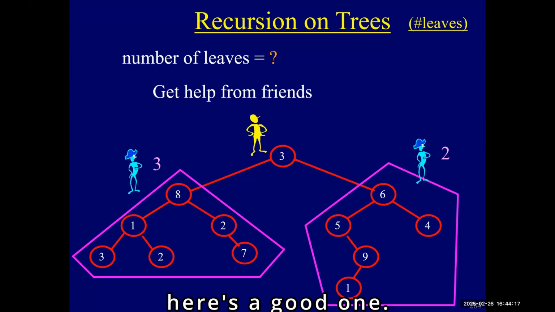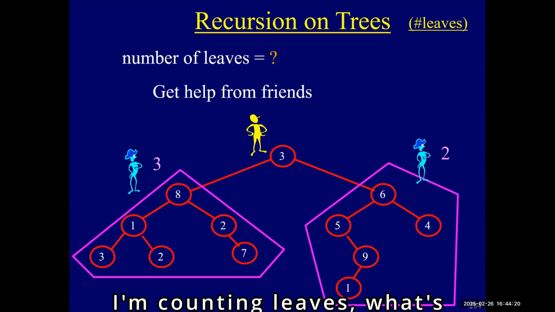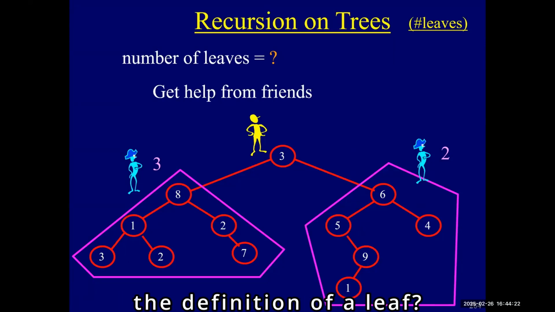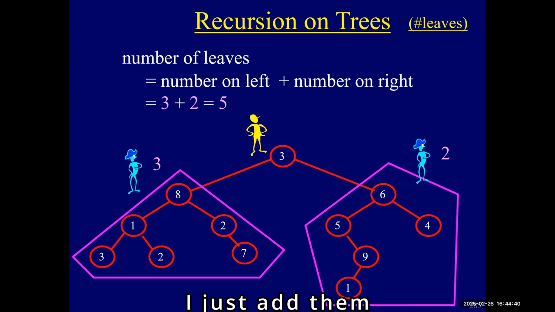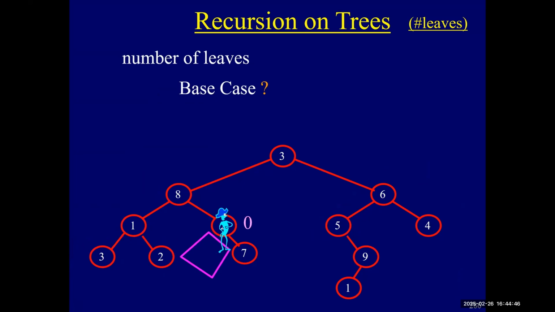Here's a good one. All right, you ready? I'm counting leaves. What's the definition of a leaf? 1 is a leaf. It has no children. 9 is not a leaf, right? So here I have 3 leaves. Here I have 2 leaves. How many leaves does the whole thing have? 5. So what do I do? I just add them together, right? Easy peasy.